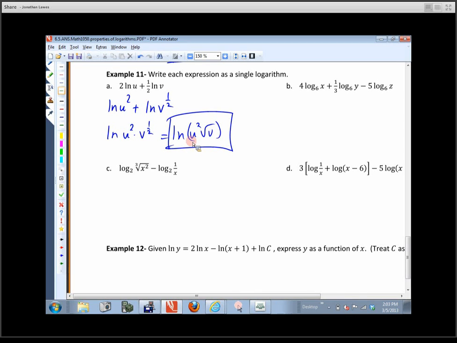Any questions? Plus square root of v or just, this right here, it's just times. Yep, multiplication there, because we're changing the addition back into multiplication, if you want to think of it that way.